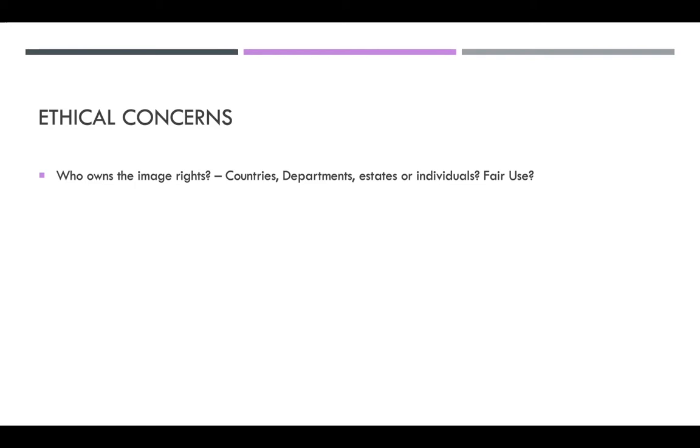If you're someone who's engaged on Instagram, technically your image rights are given over the moment you upload your image on Instagram. But do you want to give over those same rights to your country? I'm not entirely sure.